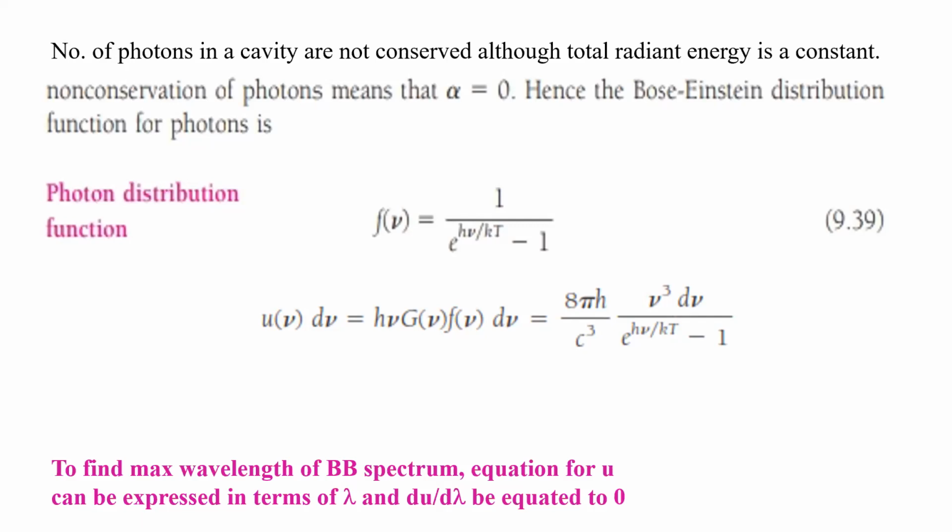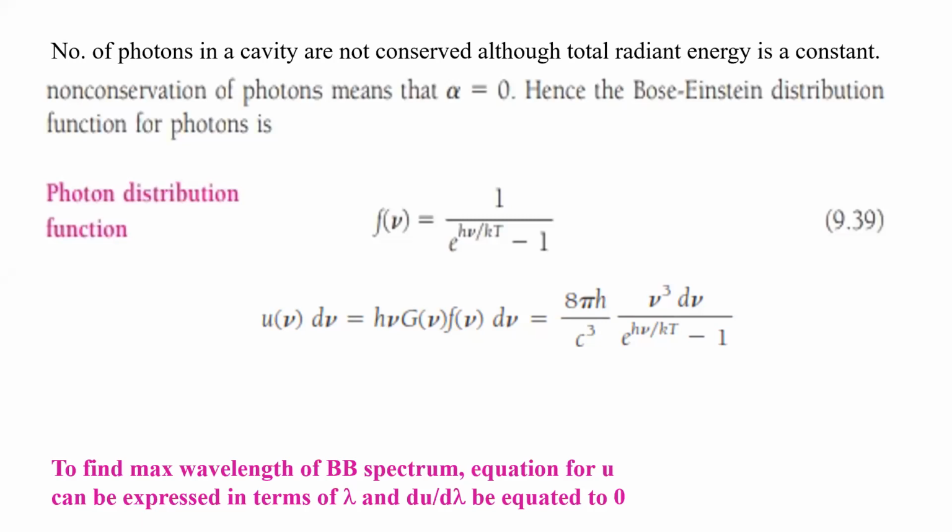Which are not using the partition function. So if this is the function, then we know the photon distribution function. What do we want? We want the distribution of energy, that is U, with respect to wavelength in order to explain the black body radiation. And this U nu d nu has to be equal to h nu, the energy of one photon, and g nu, f nu, d nu. These factors have already been explained yesterday.